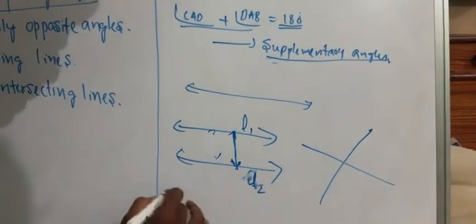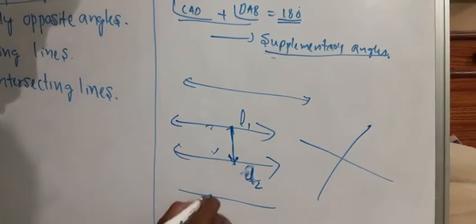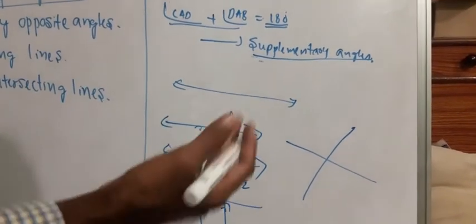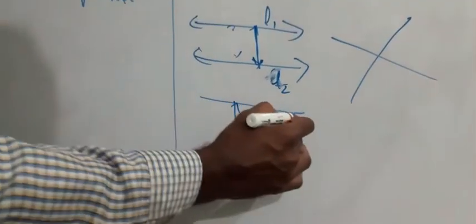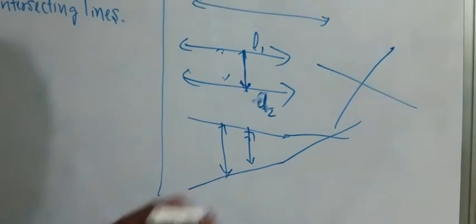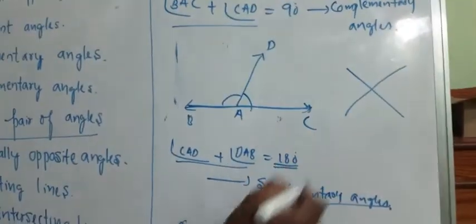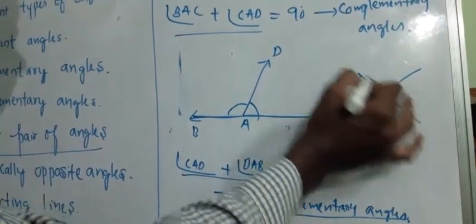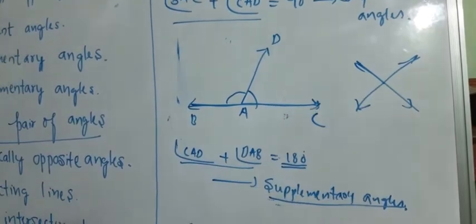For other lines, when you draw common perpendiculars, they are not equal and the lines are going to meet after extending to a certain distance. These are called intersecting lines. When two lines intersect each other, we call them intersecting lines.